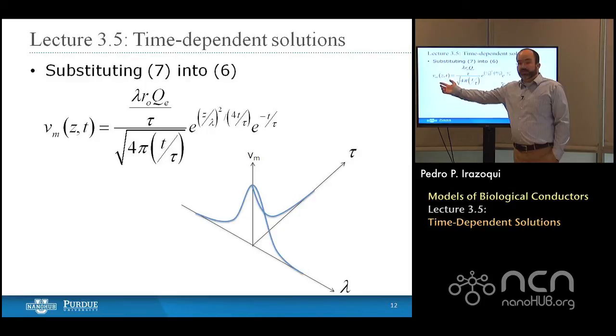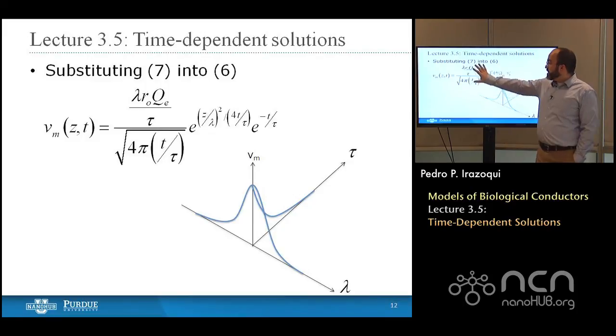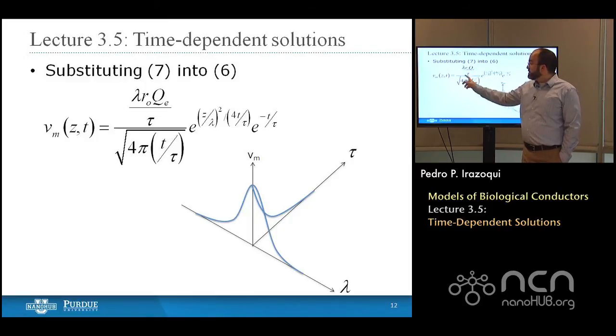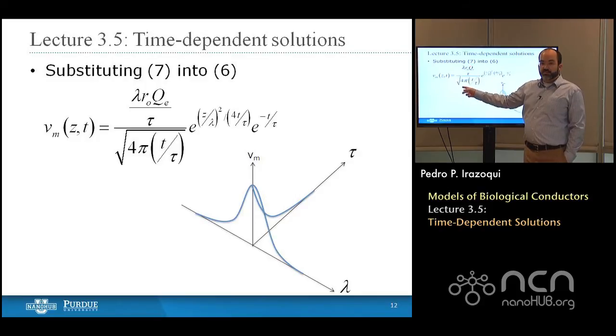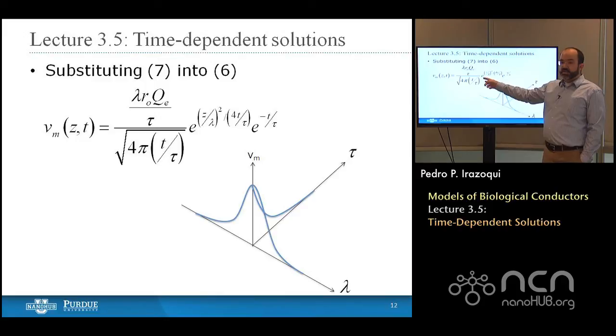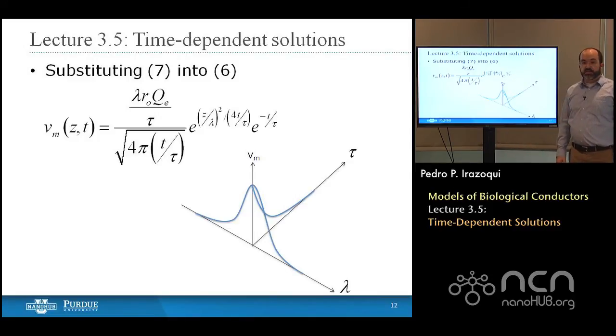says that the membrane voltage as a function of z, the space, and t, time, is equal to a constant, lambda, the space constant, times R_o, the resistance outside the cell per unit length, times Q_e, the total amount of charge delivered when we stimulated, divided by tau, the time constant, divided by the square root of 4 pi times the time t divided by tau, the time constant. So t is the only thing in this term that is not constant. Multiply it times the exponent e to the minus z over lambda squared divided by 4t over tau, and then multiply it times e to the minus t over tau.